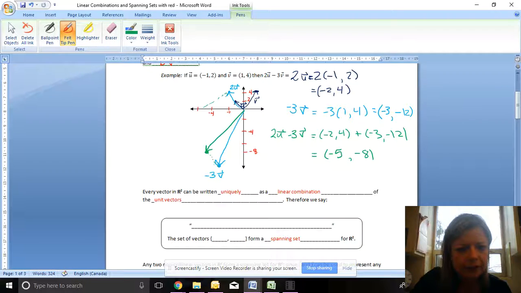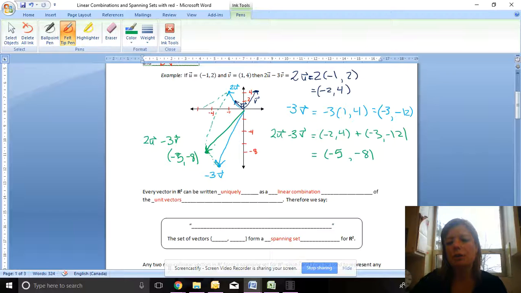Sorry. If I had done this properly and to scale, then this would be the diagonal of the parallelogram formed by these points. Okay, so that's the resultant -5, -8, and that is 2u minus 3v, that green. Okay, so that is a linear combination. So basically you're taking two vectors as they are, and then you can multiply them by any scalar to make them longer or shorter, or even in the opposite direction and longer and shorter. And then you're creating a single resultant out of those two vectors by adding them together.